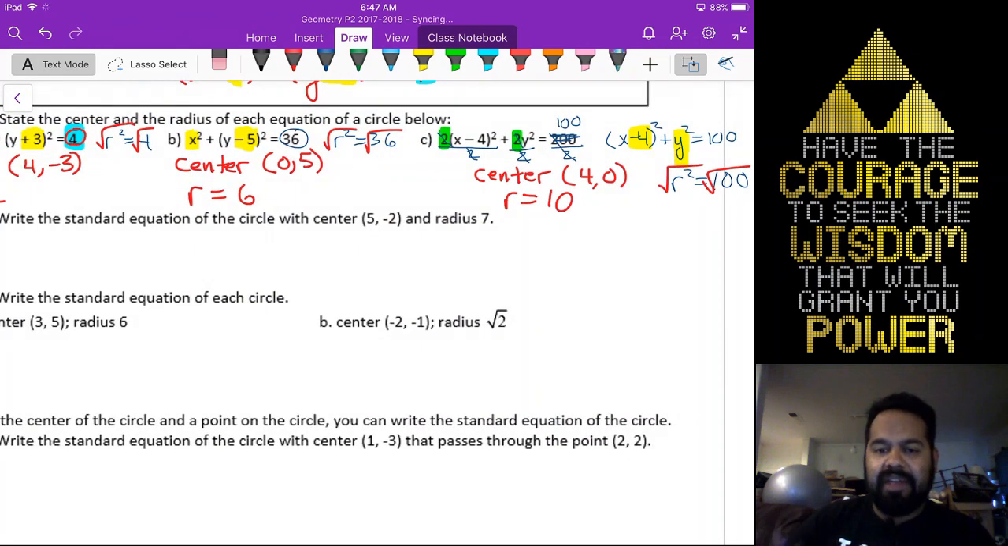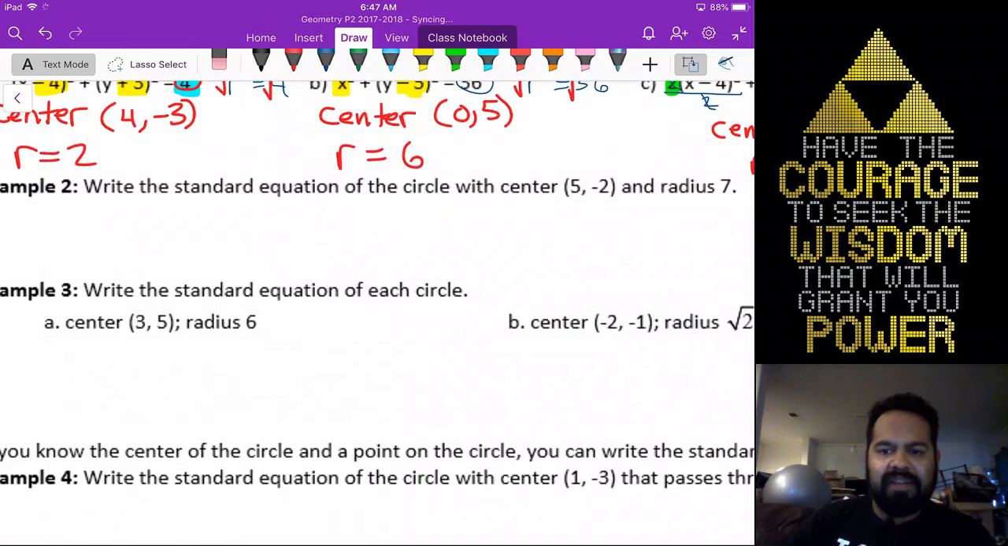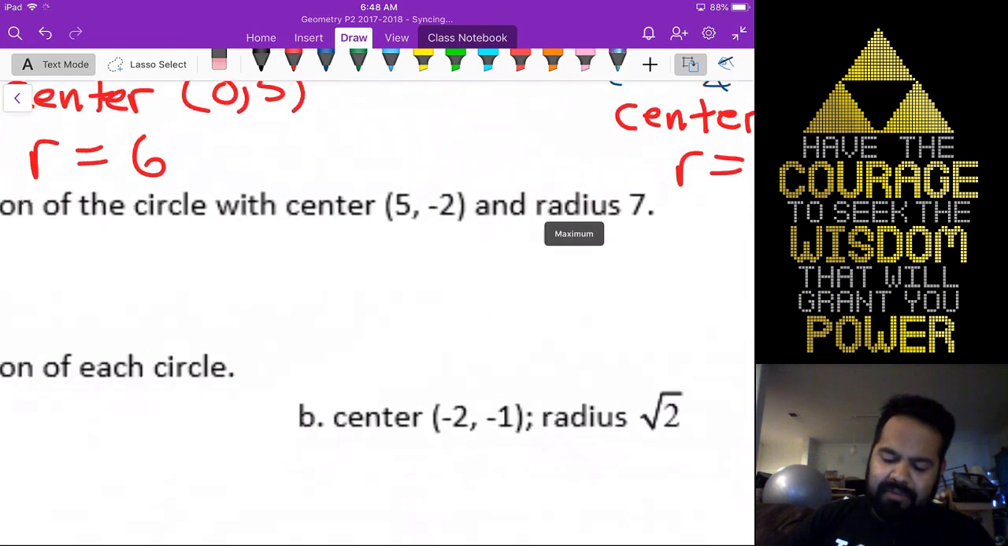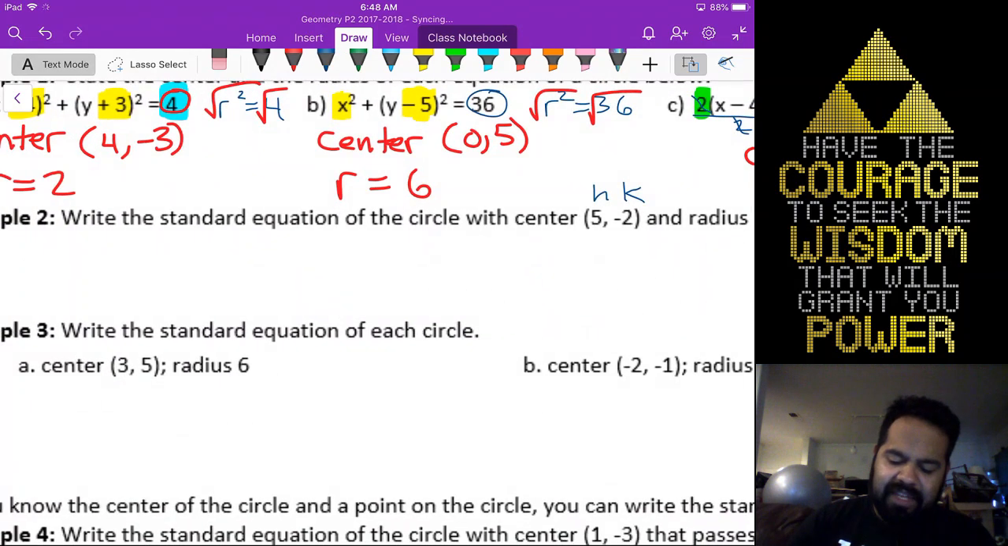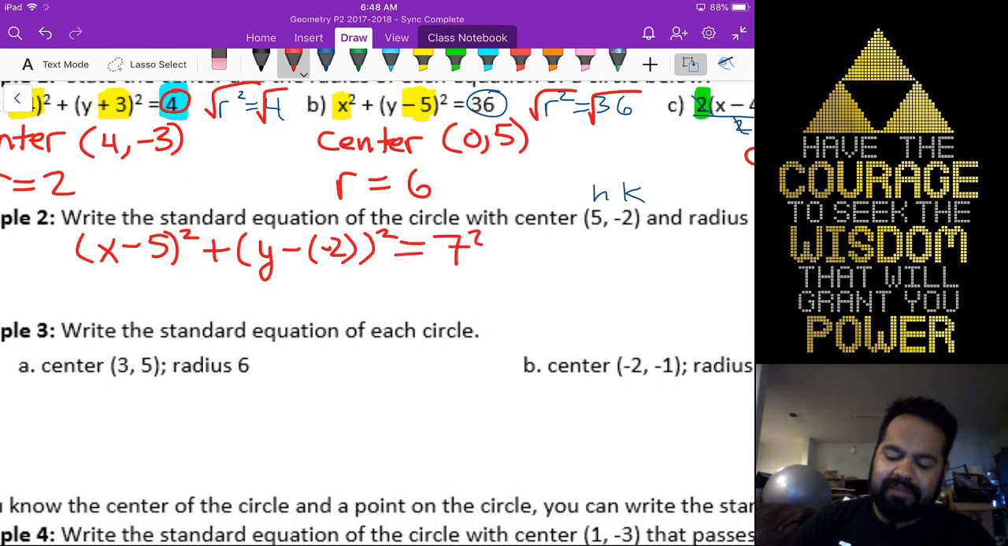Now we're going to go the opposite way. We're going to write an equation with the center and with the given radius. So we look at this and we say, okay, here's my h, here's my k. So we're just going to plug it in. We're going to say (x - 5)² + (y - (-2))² = 7².